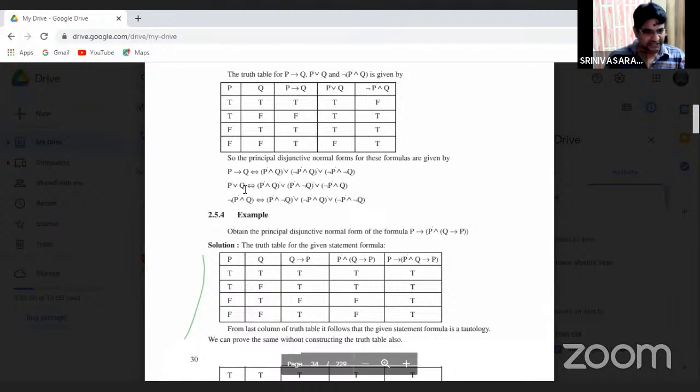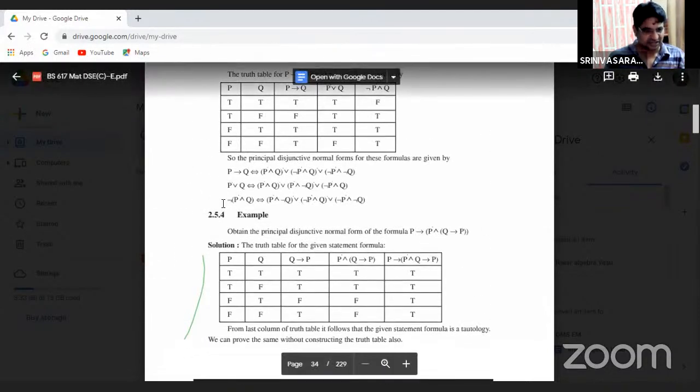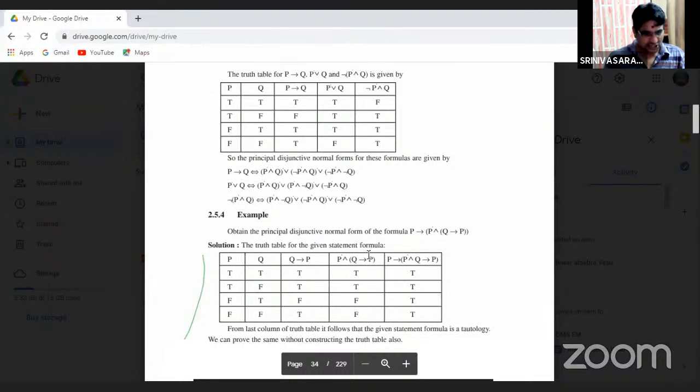How to write the disjunctive normal form of P or Q? It is equivalent to this expression. At the same time, negation of P and Q is equivalent to P and negation Q, or negation P and Q, or negation P and negation Q. So in the first one only one is negated; now both are negated, with conjunction inside and disjunction in between. That is called negation of P and Q. That's enough. These are all construction tables, easy to practice. Now, how to construct P and Q conditional P? That is the main expression here.